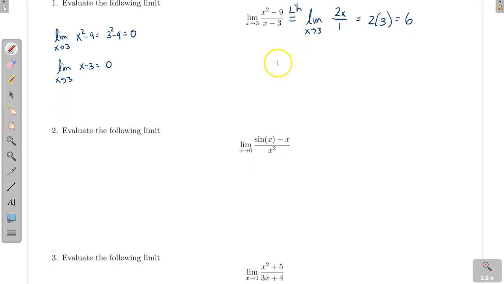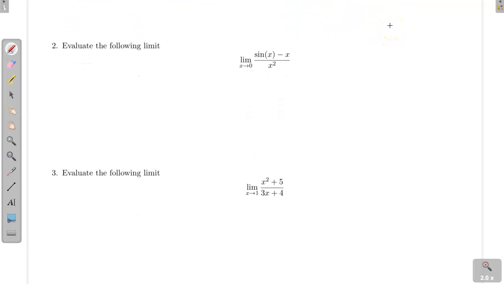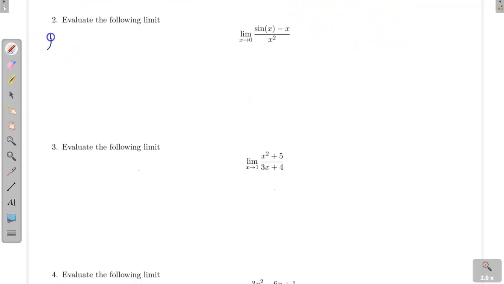So to get full credit on this one, I know it's tedious, but this is the way you're going to have to do it on the AP test. We might as well learn it now. Show the limits are 0 on the side, and then show that you're doing L'Hopital's rule, and then evaluate the new limit.